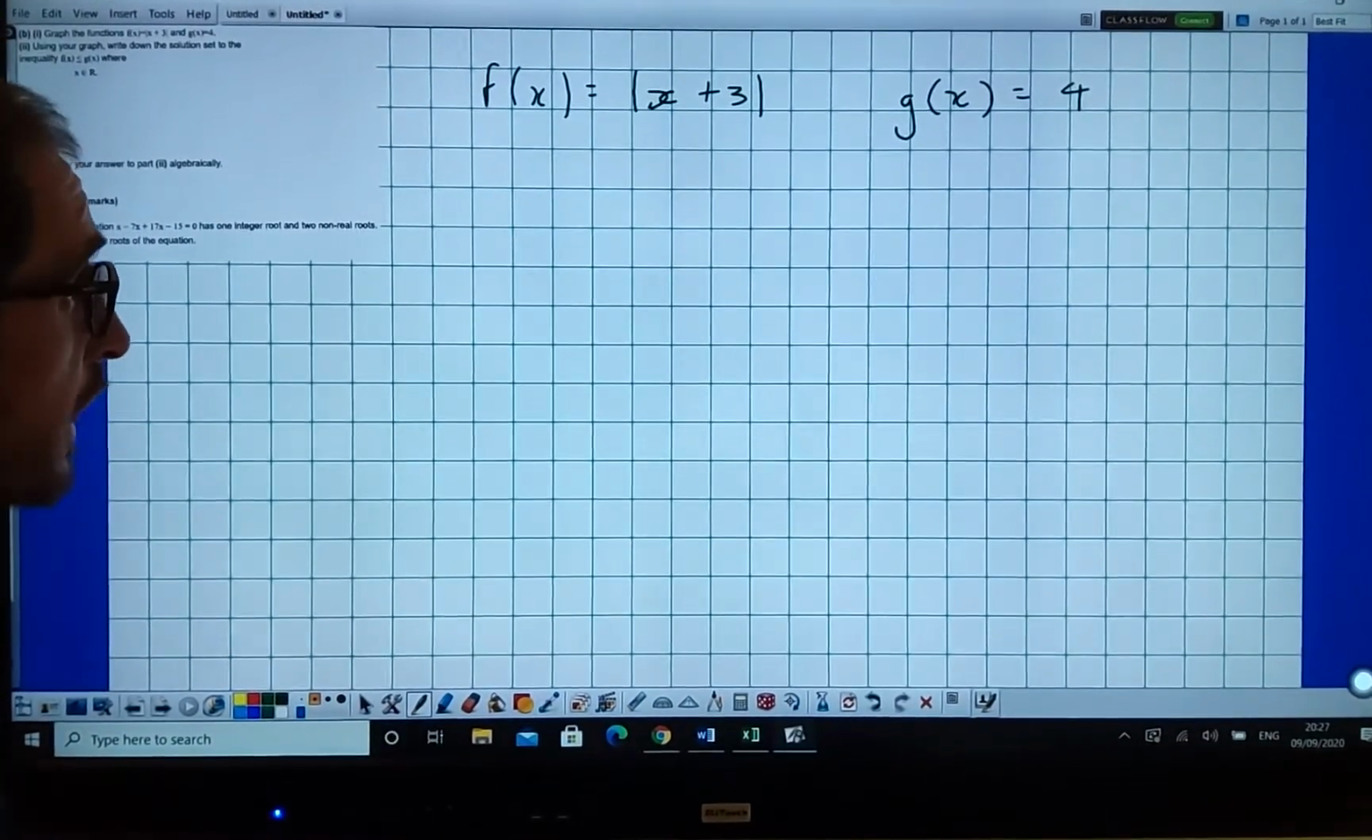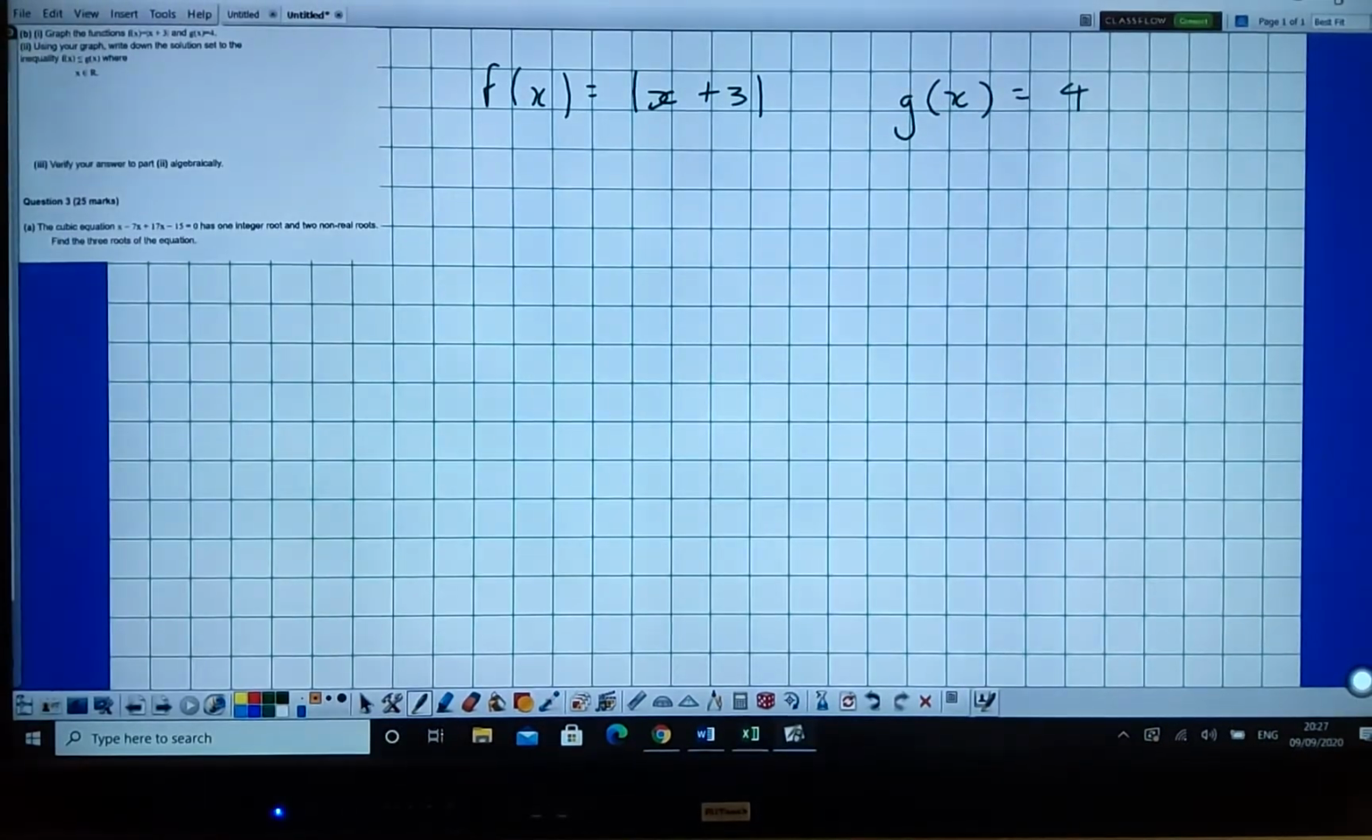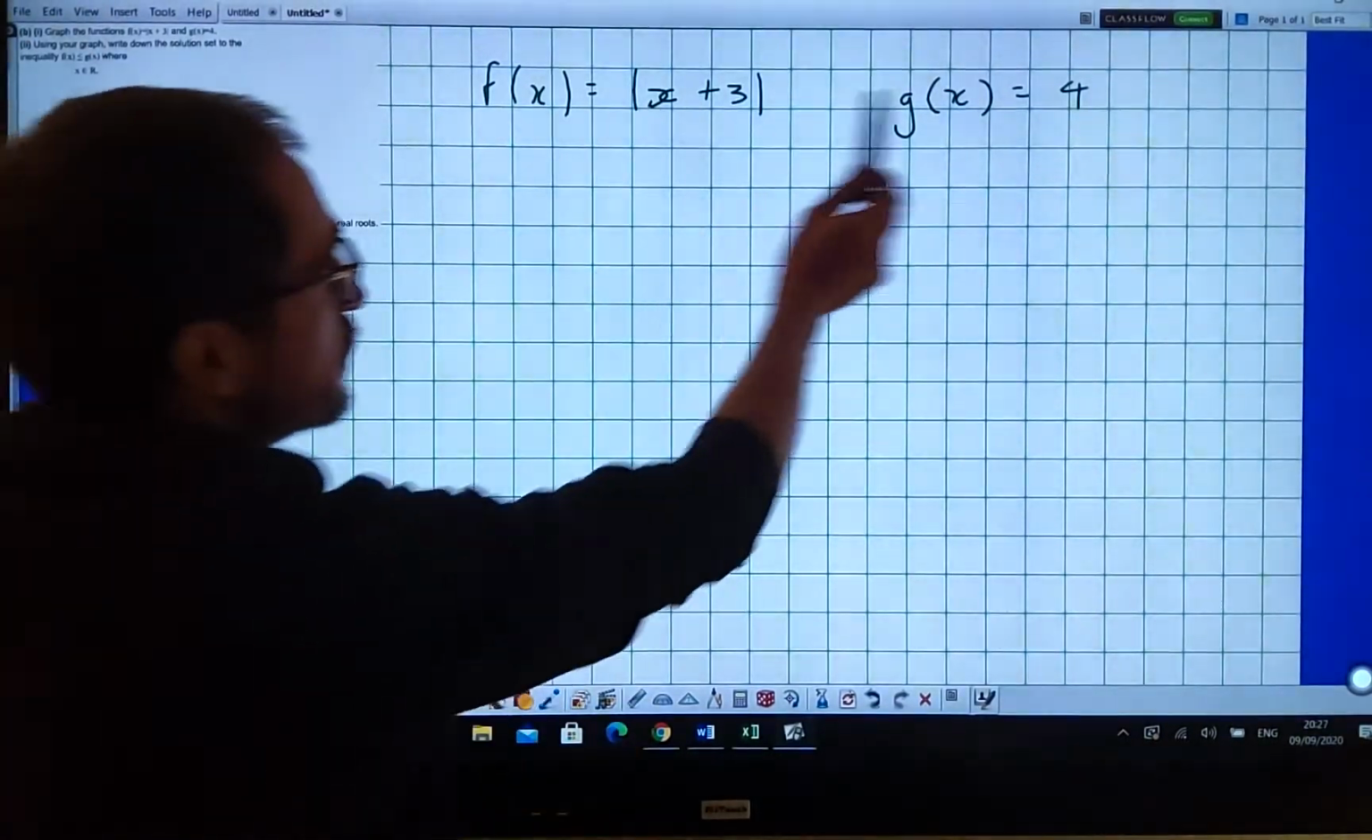Hi there folks, I was just given an email here to ask to do this question here. So it starts off and it says graph these two functions here.